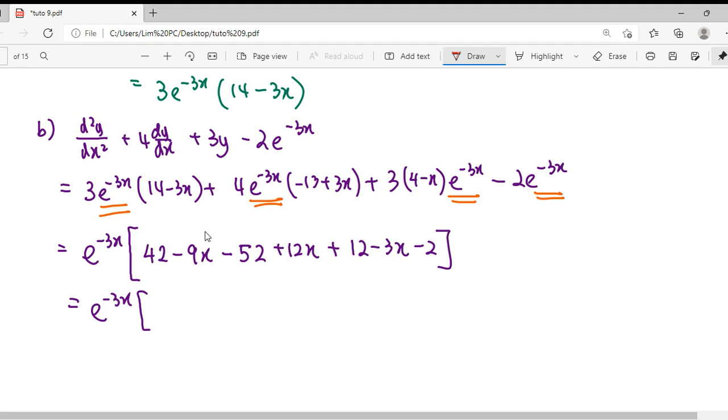So look at our x. 12x minus 9x minus 3x, it is 0. So this one, 42 here will become 54. 54 minus 2, yes, it is 0. So when it is 0, it means we managed to show it. This equation equals 0.